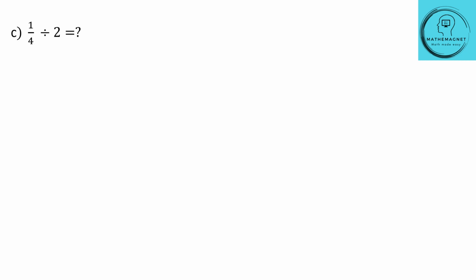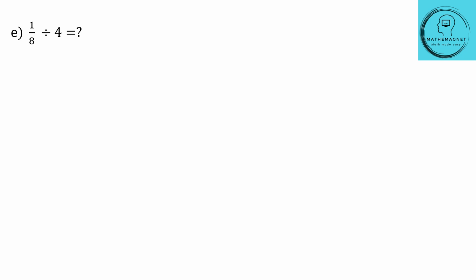The next question, 1 by 4 divided by 2. This will be rewritten as 1 by 4 divided by 2 by 1. The division becomes multiplication and you flip the whole number, that is 2 by 1 into 1 by 2. So it becomes 1 by 4 into 1 by 2, which is equal to 1 by 8. The next question, 1 by 6 divided by 3. This can be rewritten as 1 by 6 divided by 3 by 1. Then you convert division into multiplication and flip 3 by 1 into 1 by 3. So it becomes 1 by 6 into 1 by 3, which is equal to 1 by 18.